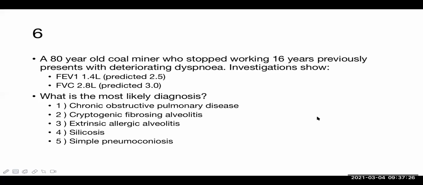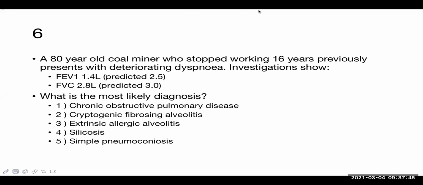Okay, after the break, let's start again. This is question number 6. Just like in the previous slide, I'm going to read it for you and underline the important points, and you are going to solve it.